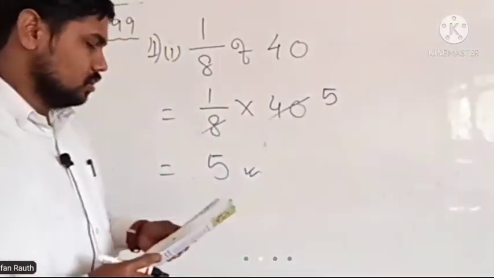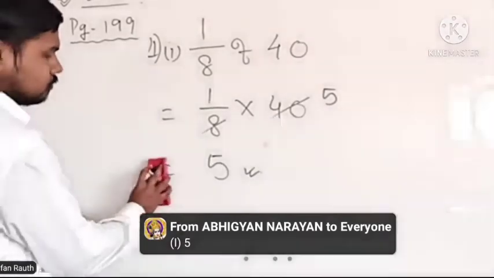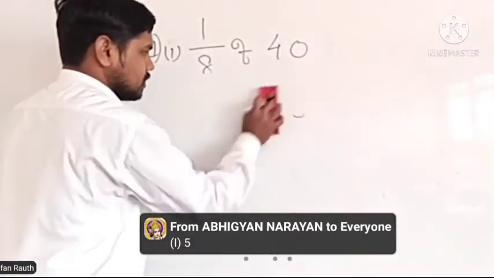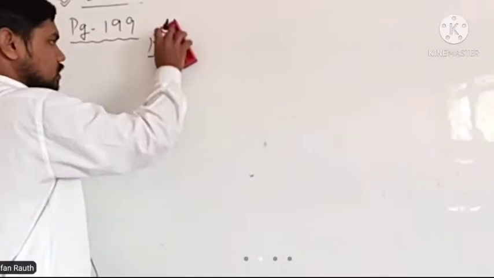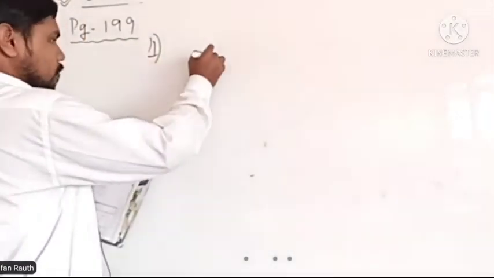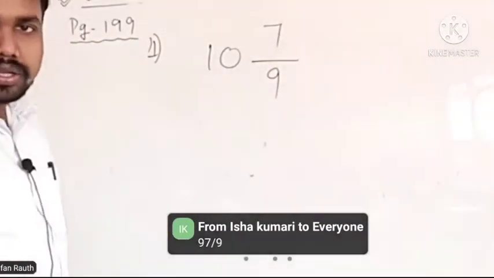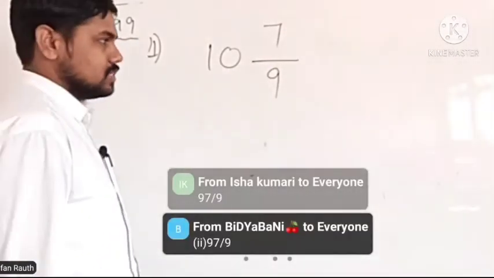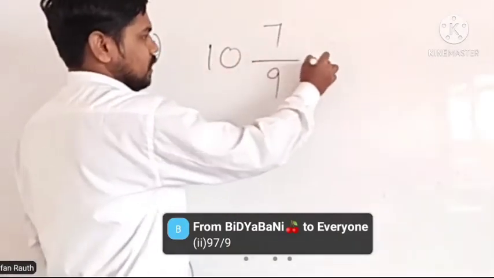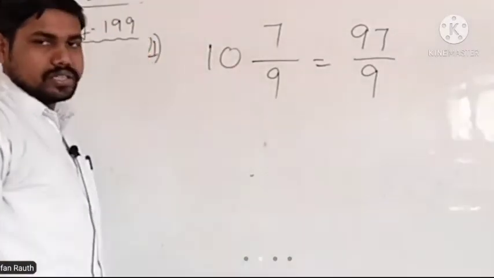So the second question is asking, it is given in mixed fraction and you are supposed to convert it into the improper one. So 10 whole 7 by 9 is there. So 9 into 10 is 90 plus 7 is 97. 97 divided by 9 will be the answer, very easily.